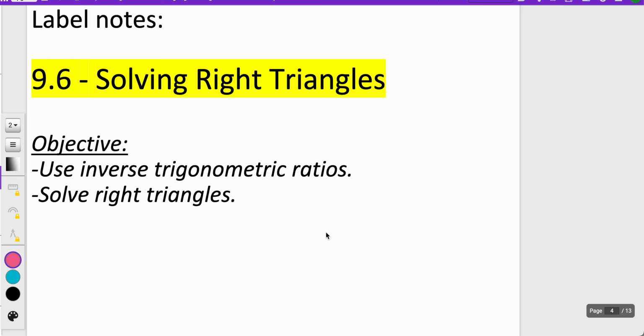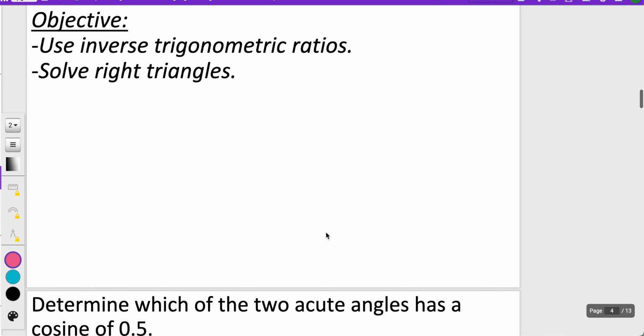Today we're looking at our final lesson of chapter 9, that's 9.6, solving right triangles. So kind of pulling everything together that we've been discussing over the past 3 or 4 lessons. Let's go ahead and get started.